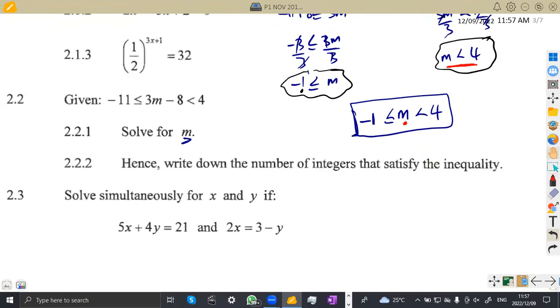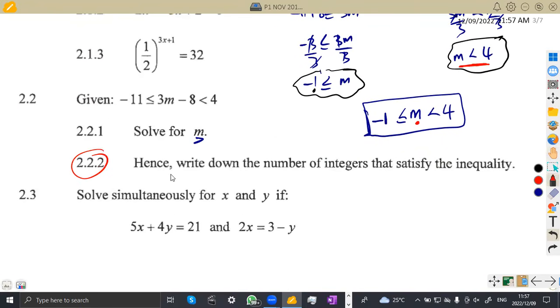All right, on 2.22, we are now given a hint. Whenever you're given a hint, it continues from there, which means from the answer that you have, that is where you're supposed to obtain this answer now. Write down the number of integers that satisfy the inequalities. How many integers satisfy this inequality?